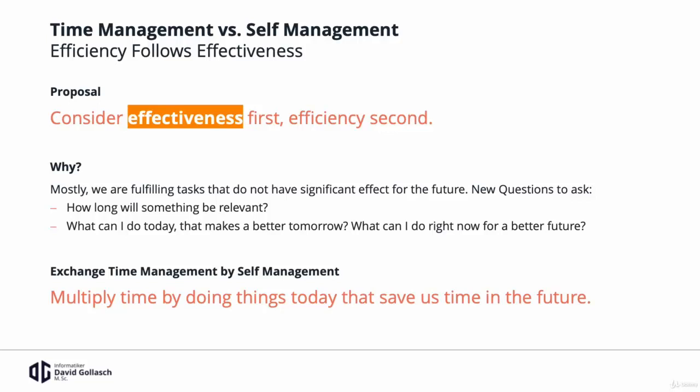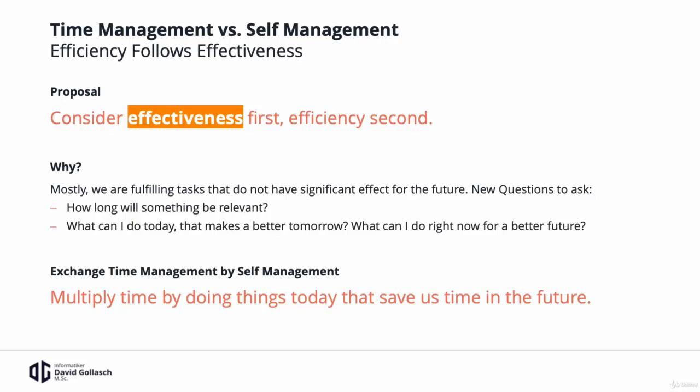I would propose to ask yourself two questions when a task is coming up. First, how long will something be relevant? And what can I do today that makes a better tomorrow? So what can I do right now for a better future? These two questions help you to evaluate the effectiveness of the fulfillment of a task.